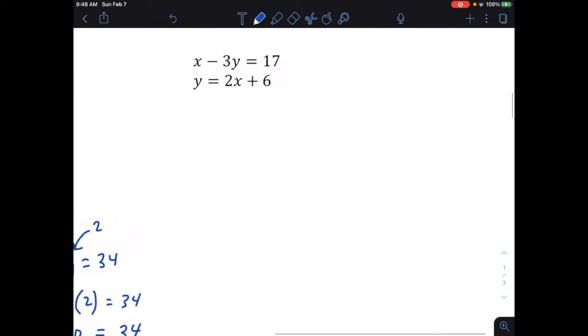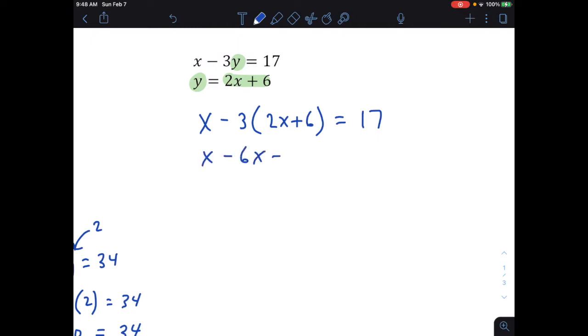Okay, so again, we have a y, and it's equal to that. And so I'm going to replace that y with it. So we have x minus 3 times 2x plus 6 equals 17. Okay, so I'm distributing a negative 3, so I have x minus 6x minus 18 equals 17.